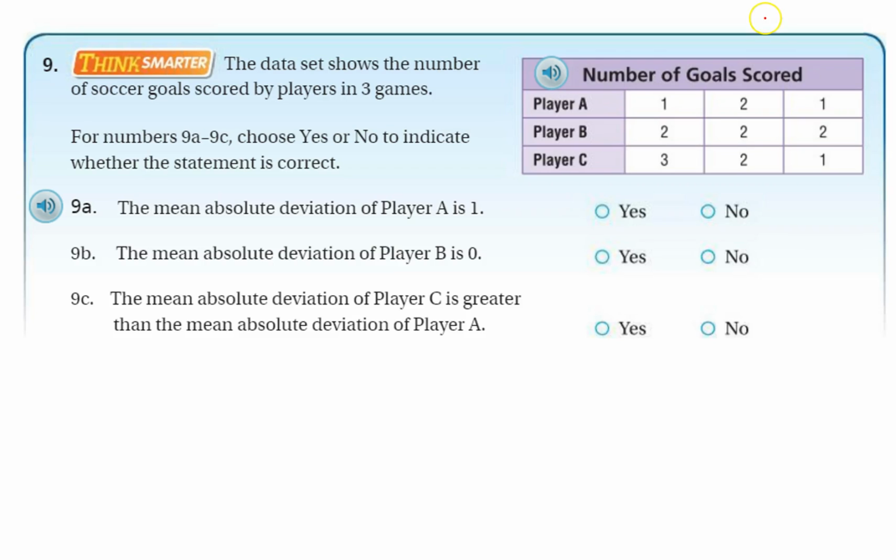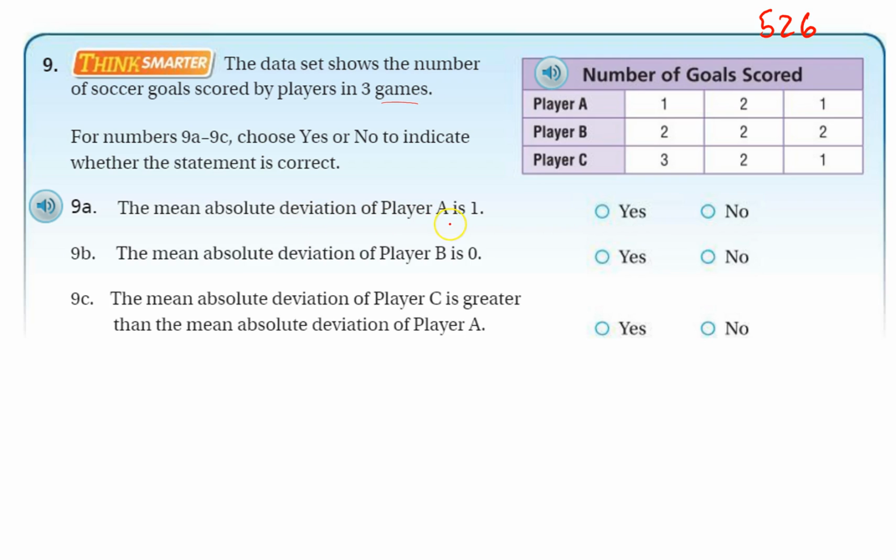All right, still on page 526, and let's go over the last problem from the textbook, and then we'll start on the homework. The data set shows the number of soccer goals scored by players in 3 games. So player A, there's their data, player B, how many goals, and player C, how many goals. Choose yes or no to indicate whether the statement is correct.